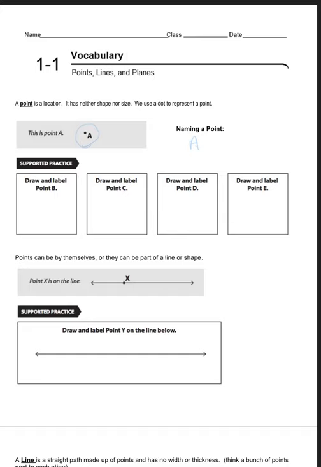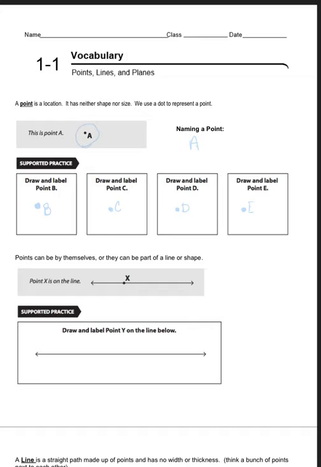And then in the supported practice, we're going to practice drawing it. You're going to draw your point and you're going to label it, and it's always labeled with a capital letter. So points are always capital letters. Go ahead and do C, D, and E for me. I know those three were pretty easy, so hopefully you have them written fairly similarly, just a dot with a capital letter.